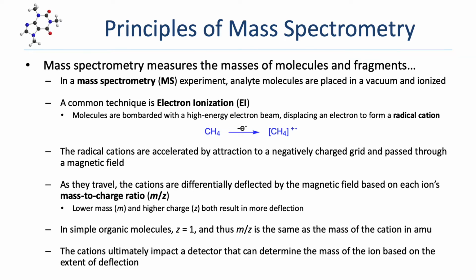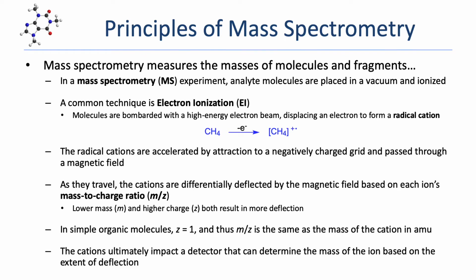In a mass spectrometry experiment, analyte molecules are placed into a vacuum and then ionized. A very common technique for ionization is electron ionization. In this technique, the molecules are bombarded with a high energy electron beam, which displaces an electron to form a radical cation, essentially the original molecule minus an electron.